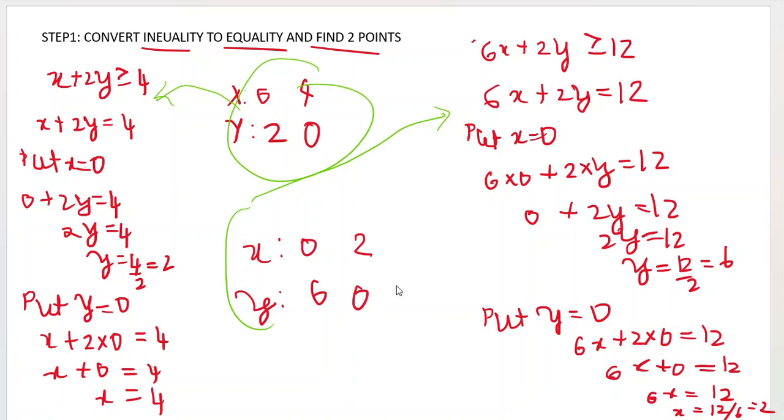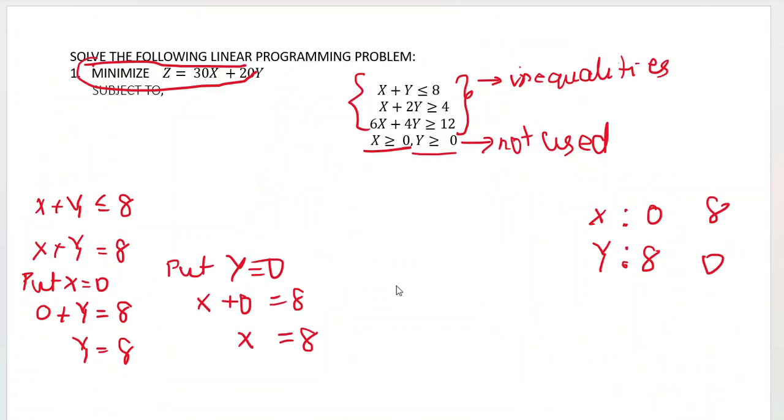So our first step is done. Our first step requires us to convert all the inequalities which are mentioned in the question to equalities and find 2 points by putting x equal to 0 and y equal to 0.